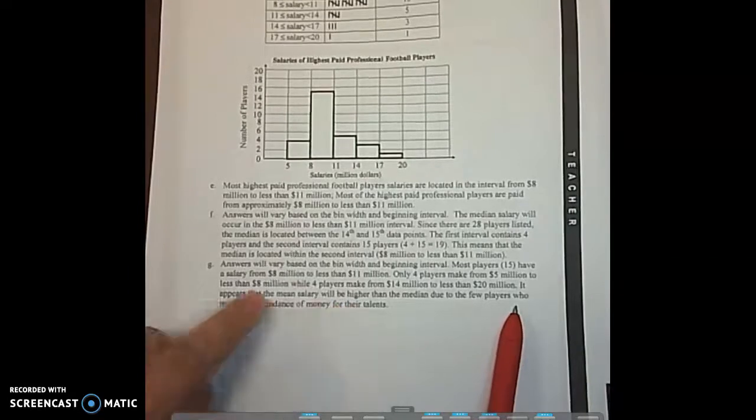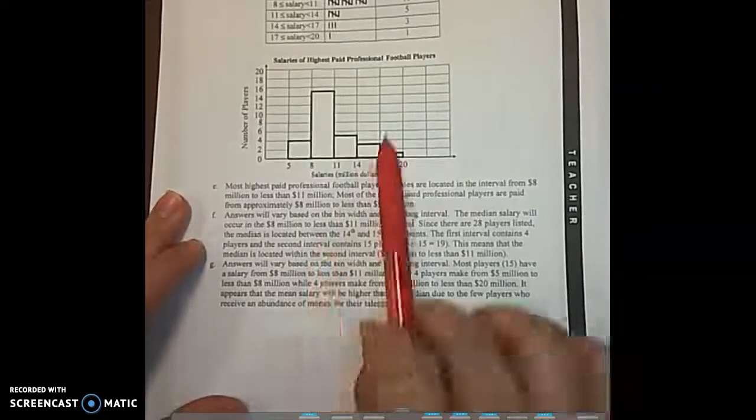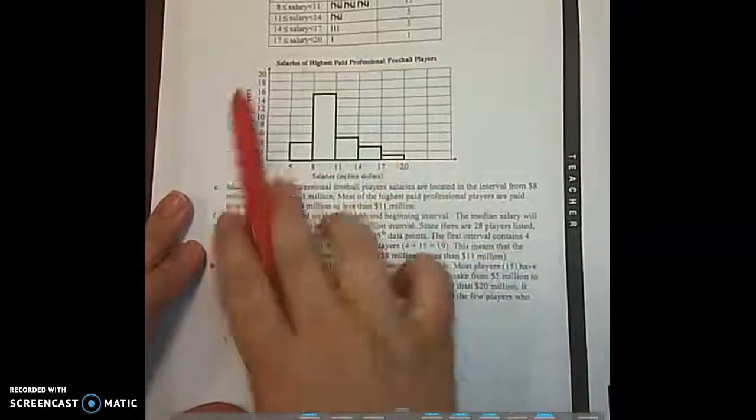in their talents. So that could be a good paragraph that you would write about what basically the graph tells us.